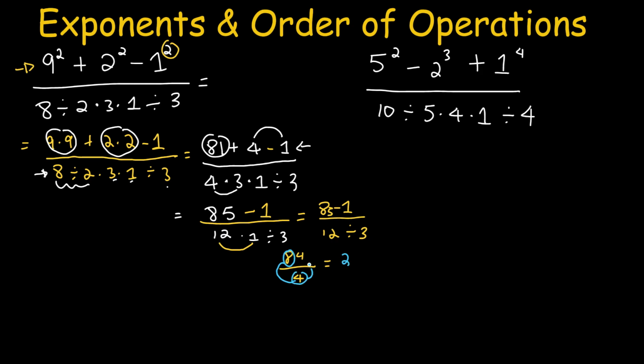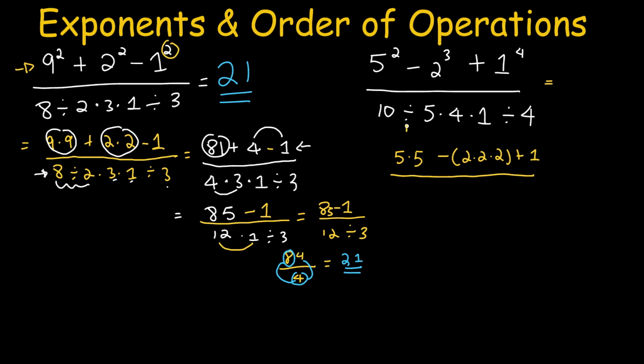And let's divide 4 into 4, that will be 1. So our answer is 21. All right, let's go ahead and solve the next problem. So that will be 5 times 5, minus 2 times 2 times 2, plus simply 1. Right, so we have divide, multiply, multiply, divide.